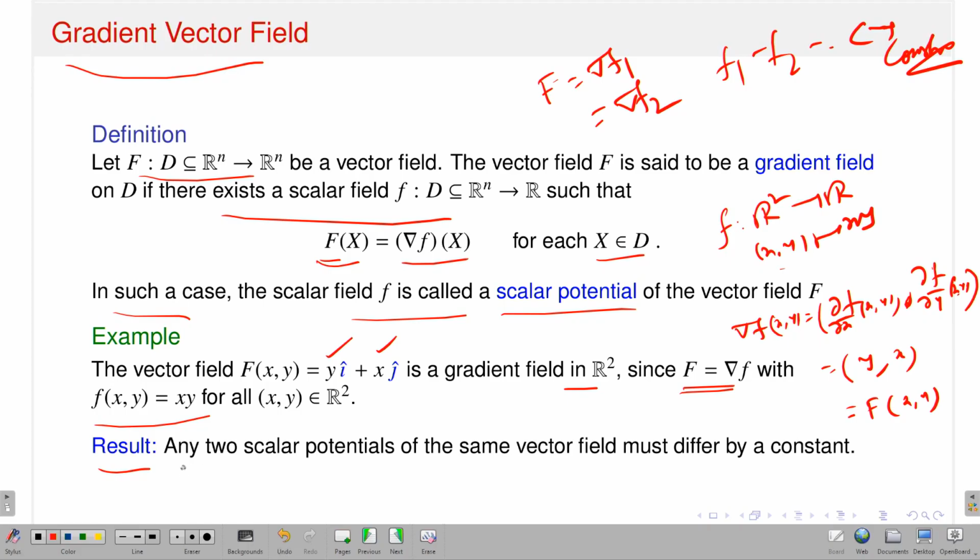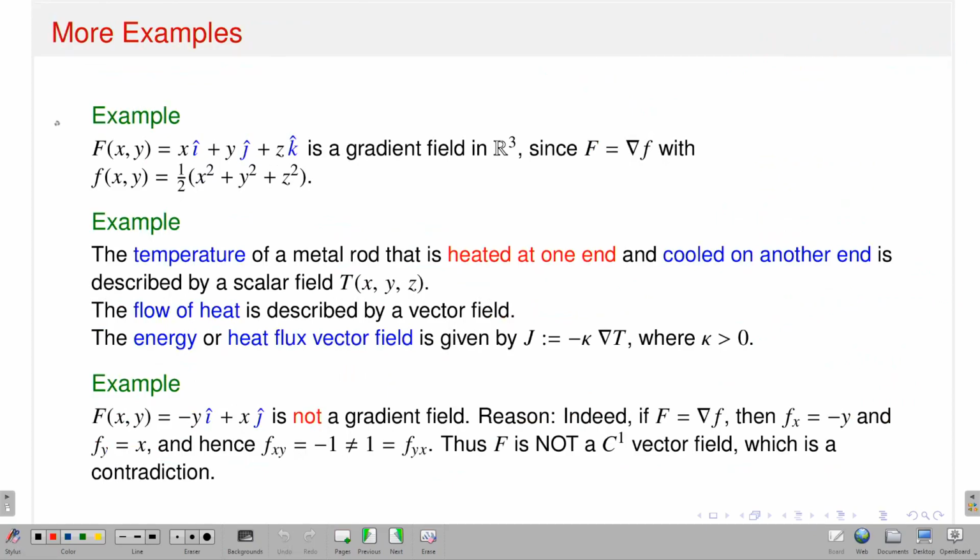So, that is exactly what I have written: any two scalar potentials of the same vector field. That means, take two different scalar potentials, take the gradient, and it will give the same vector field. If that is the case, then the corresponding scalar potentials must differ by a constant. Now, this is another example.